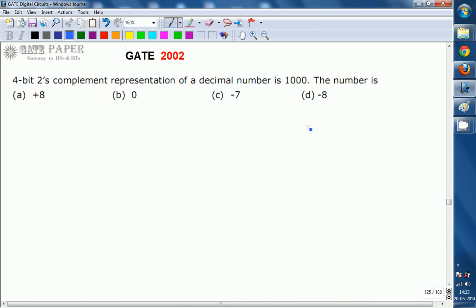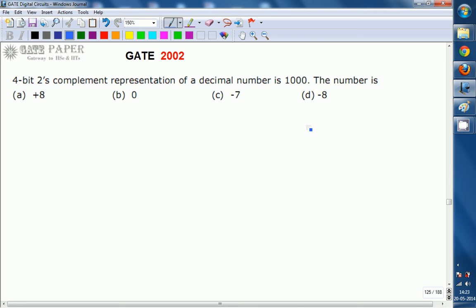Hello, we are discussing the GATE 2002 ECE paper, and the topic is related to digital circuits. The 4-bit 2's complement representation of a decimal number is 1000. The number is plus 8, 0, minus 7, or minus 8. What can be the right answer for this question?